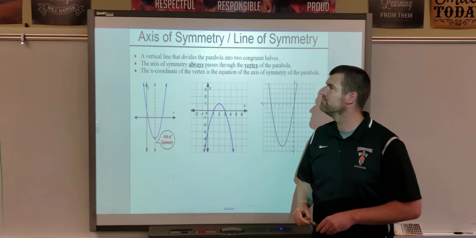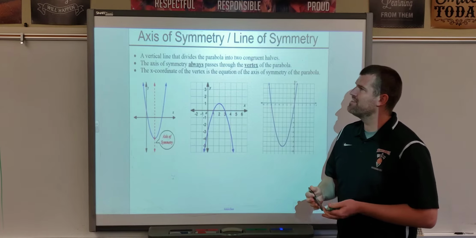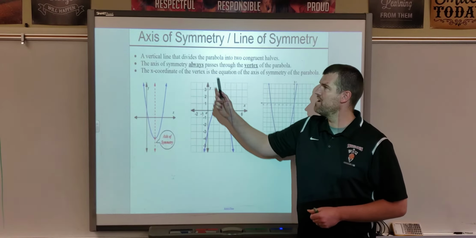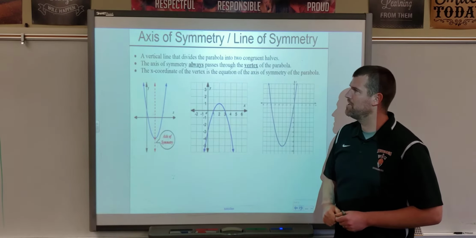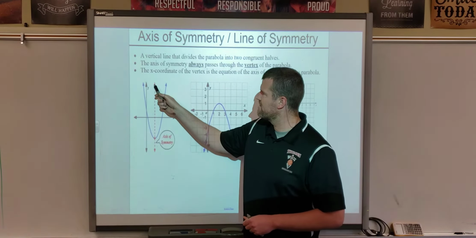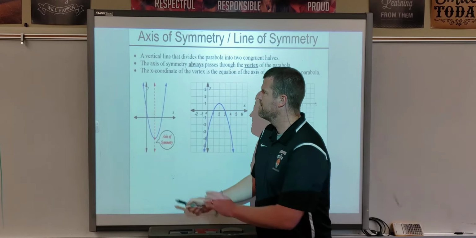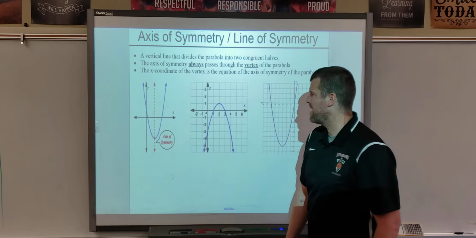It's always vertical with a quadratic and with a parabola. And because it divides it in half, every single time it'll always cross through the vertex of your parabola. So here's an example of an axis of symmetry. It cuts right through the vertex, splits it into a left half and a right half, right? It's going to be the same on both sides.